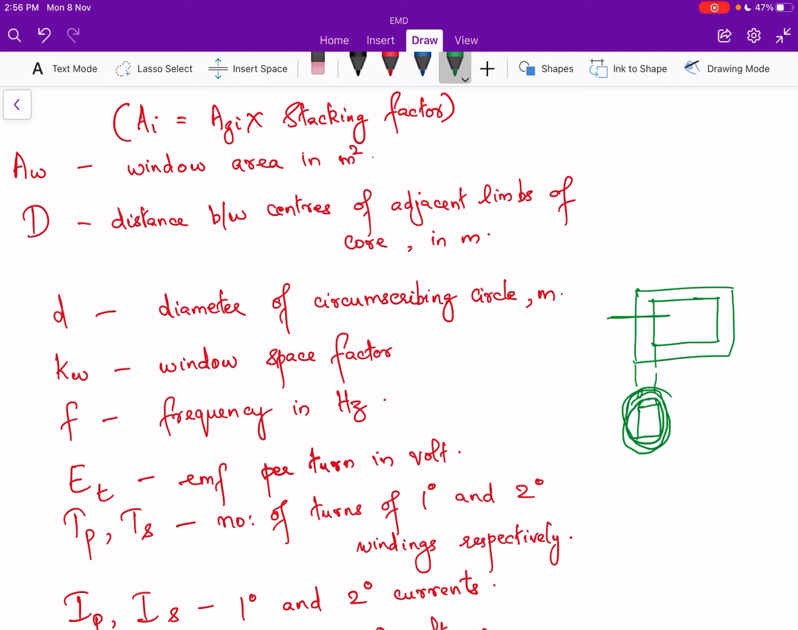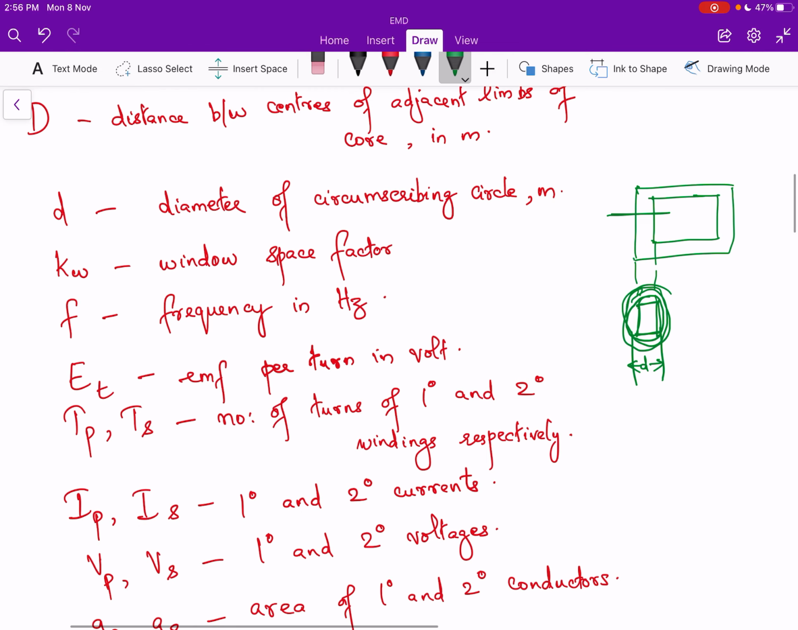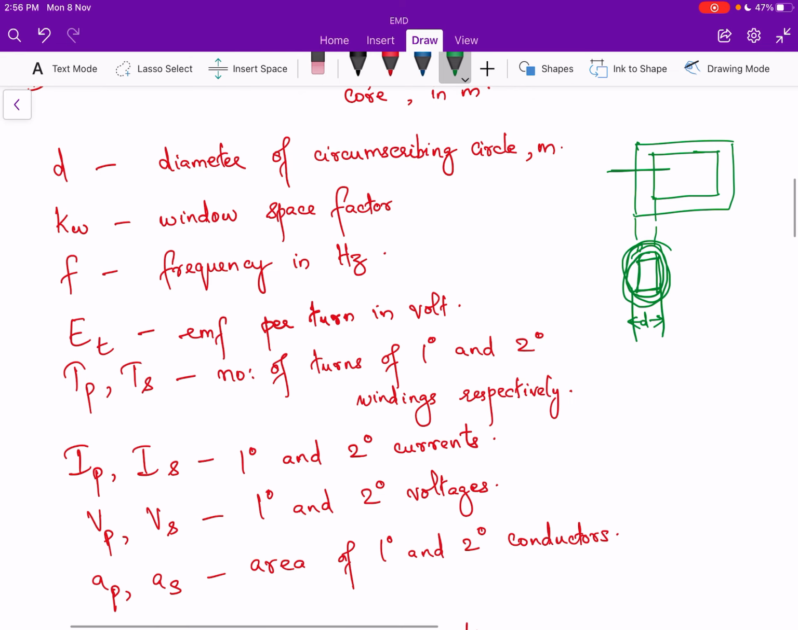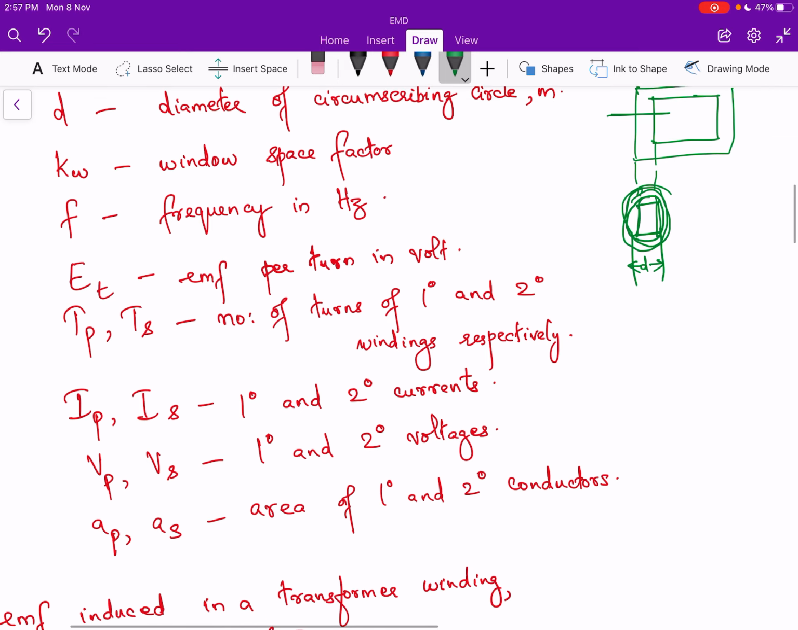So small d is the diameter of the circumscribing circle, that is the diameter of the innermost winding that surrounds the core. So this will be equal to small d. Now next is KW, that is the window space factor, that we'll see. Next is frequency, that is F, frequency in hertz. Next is ET. ET is the EMF per turn in volt.